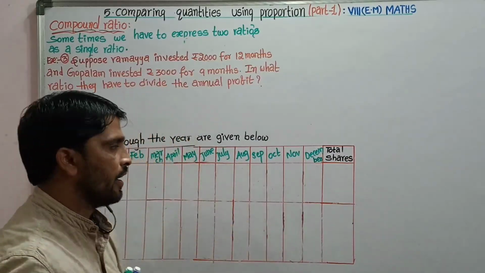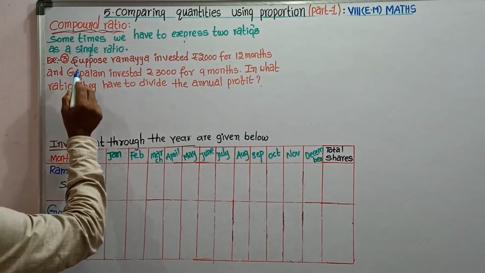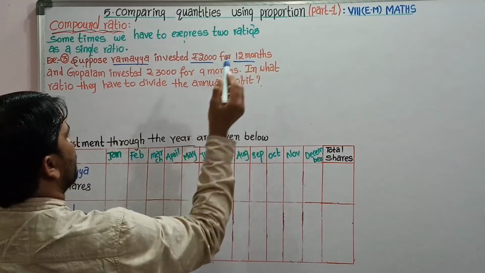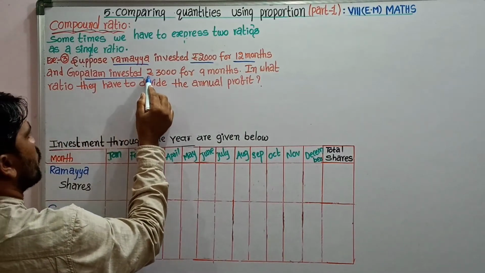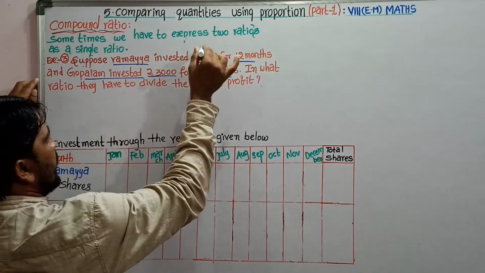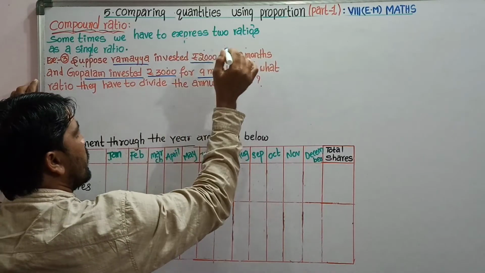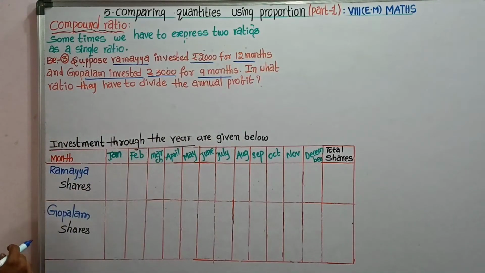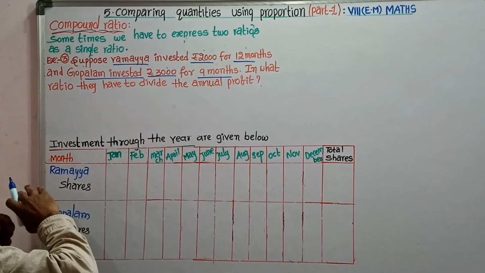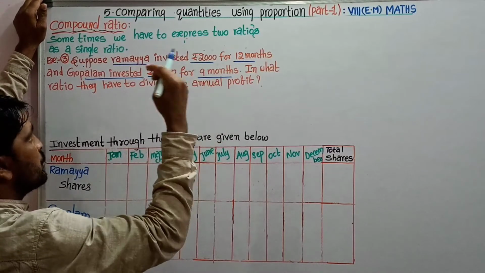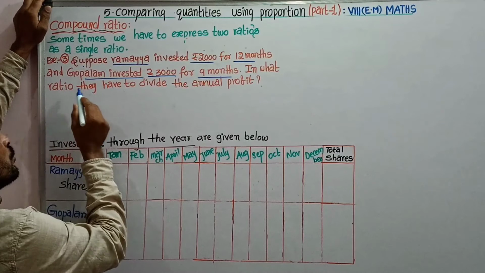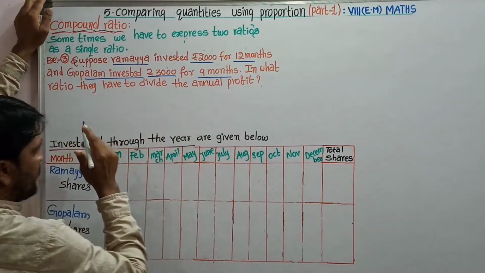Let us see case 3, that is example 3. Suppose Ramaya invested rupees 2000 for 12 months and Gopalam invested rupees 3000 for 9 months. In this case, their investments are different and their time periods are also different. This is the exact case where we use compound ratio, that is where we have to express two ratios as a single ratio. Let us see. So, in what ratio they have to divide the annual profit?